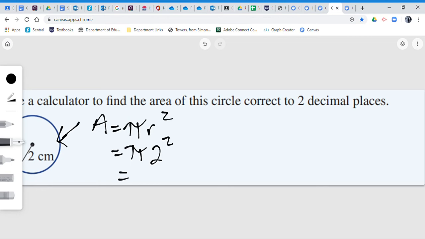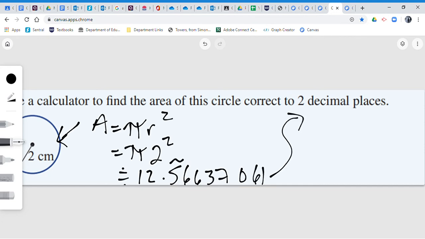So go shift pi times 2 squared, and it's going to give me 12.5663706 before rounding. And then they ask you to do it to 2 decimal places, so we're going to round off everything after that because this is 5 or greater. I would give the answer of 12.57 centimeters squared. Please remember to also include units in your answers. So there's a good example of how to find it.